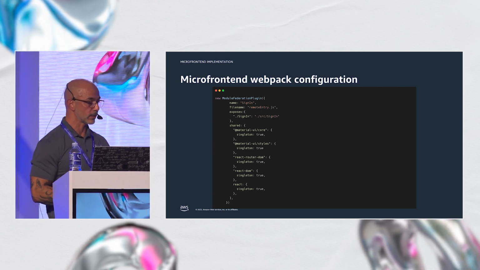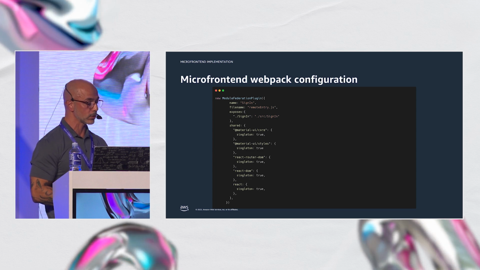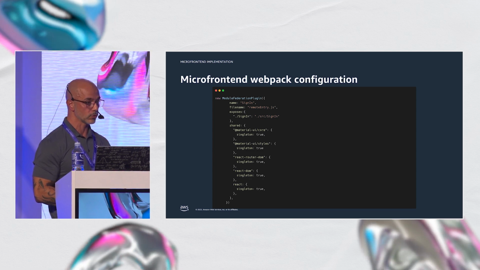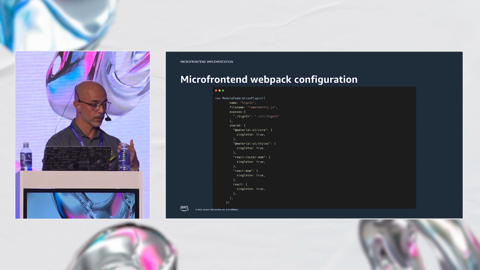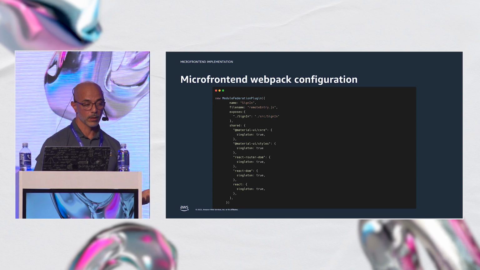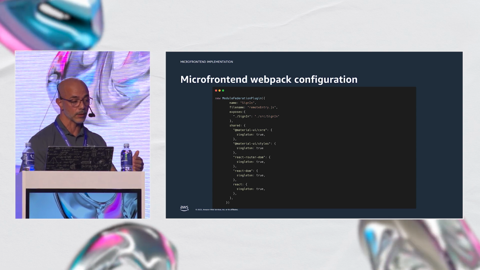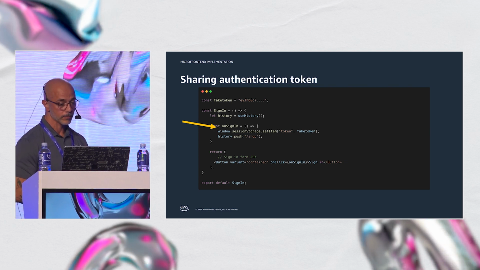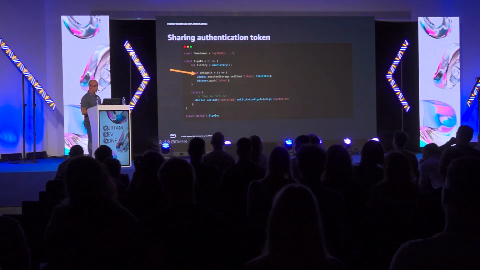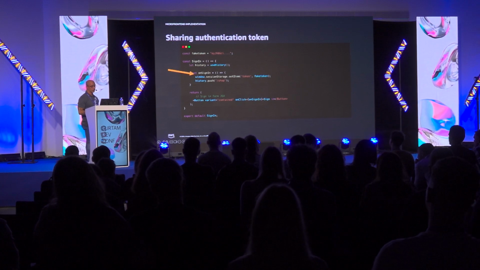But inside the sign-in area, we need to start to put some logic of when the sign-in page should be displayed, because maybe the user is authenticated, so we want to store the authentication token somewhere, and we want to ensure that in that case, it redirects the user to a specific page. So how do we share a token in a micro front-end application?